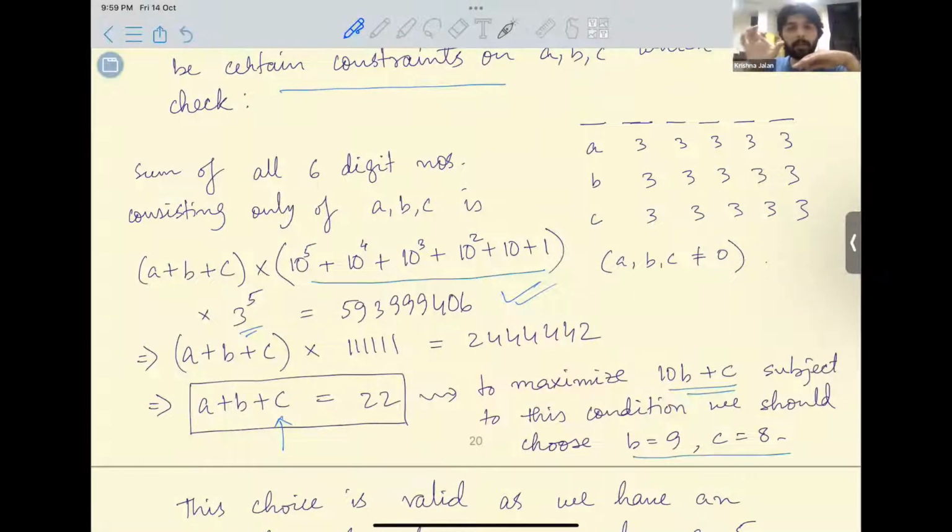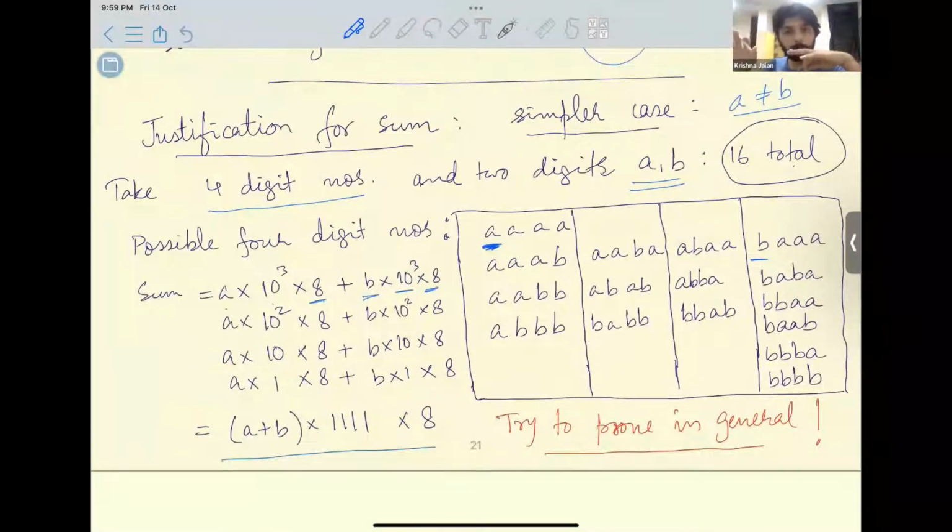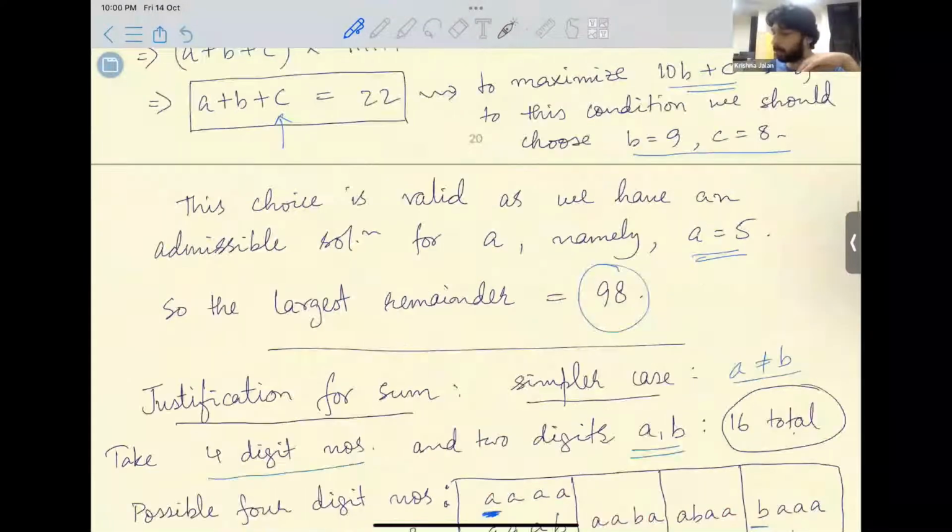So I tried to construct 6-digit numbers, so I ended up with 3 to the power 5. Here I'm trying to construct 4-digit numbers, so I end up with 2 cube. So you should verify this in general. This is a nice exercise you can do. It just requires the knowledge of decimal representation of numbers. So you should do this exercise. So the answer that you get is 98.